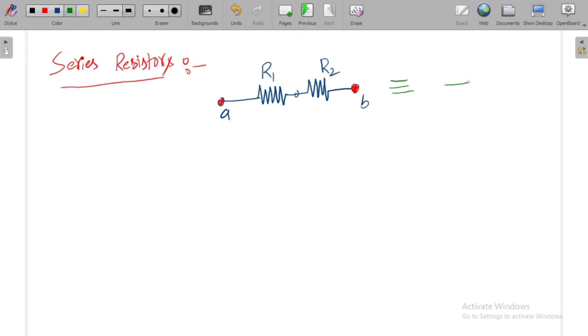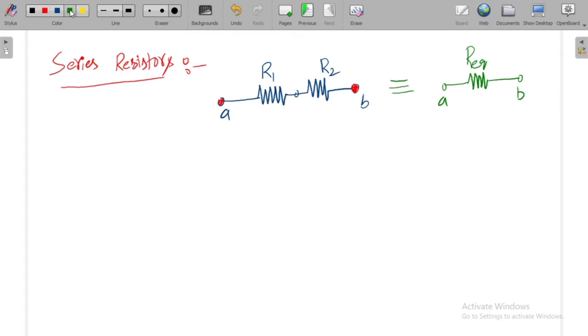And I want to replace these two resistors with a single equivalent resistance in between the same terminals. I am not changing the terminals. So the terminals are A and B. The equivalent resistance is now represented as R equivalent. So I want to replace the series combination of these two resistors with a single resistor whose value is R equivalent.